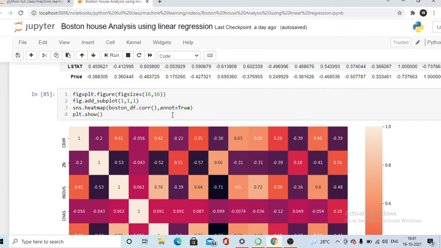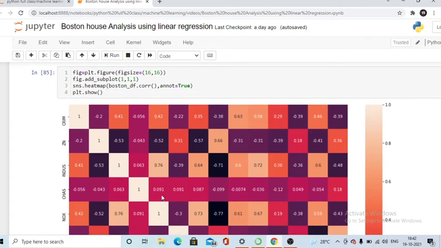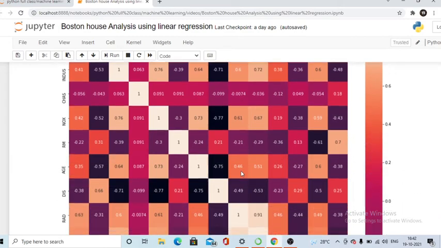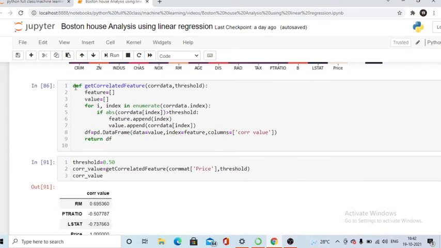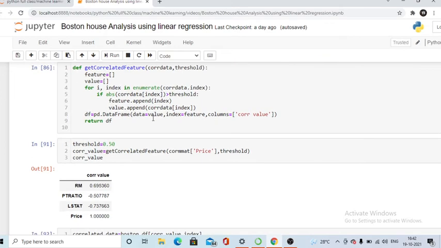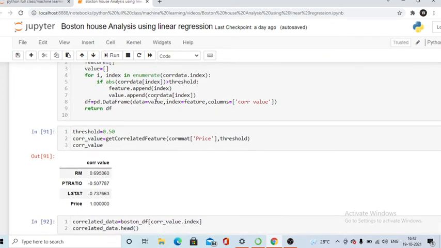So basically what we will do is create one function, and in that function we give one value with the name threshold. That threshold is 0.50. By giving that threshold of 0.50, I will do the calculation with respect to it, and with respect to that 50%, I will select only those features which are very important for our analysis, right? So here I simply created my function, get correlated features, with correlated data, threshold, and the loop for index in enumerate, if abs. These are all the coding part. This threshold is 0.50.